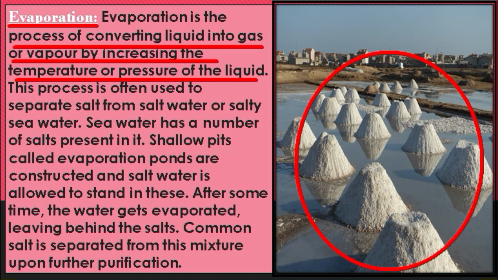So students, to get this salt from seawater, first of all, shallow pits are made along the shore of the sea. Then the seawater is collected in these shallow pits. After some time the water gets evaporated due to the sunlight, leaving behind the salts, as you can see here. This common salt is then separated from the mixture upon further purification. And that's how salt is obtained from seawater.